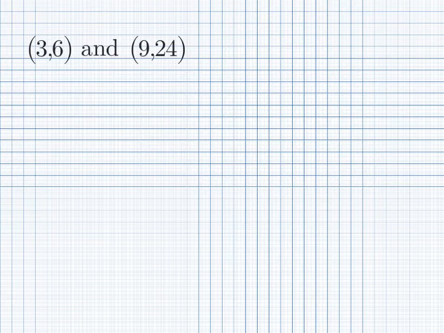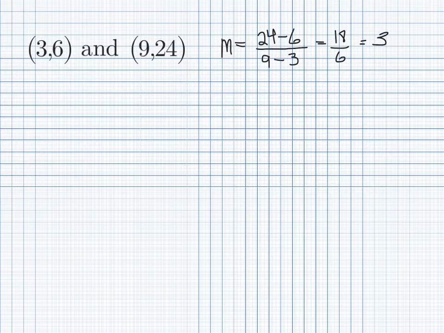To write the point-slope form of a line, we need to know two things. We need to know a slope, and we need to know a point. So let's start by calculating the slope. So remember, slope is change in y divided by change in x. So the change in the y coordinates is 24 minus 6, and the change in the x coordinates is 9 subtract 3. 24 minus 6 is 18, and 9 minus 3 is 6. And now we divide 18 by 6, and that tells us our slope is 3.